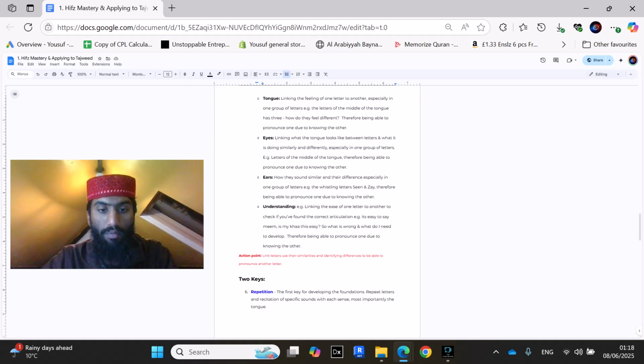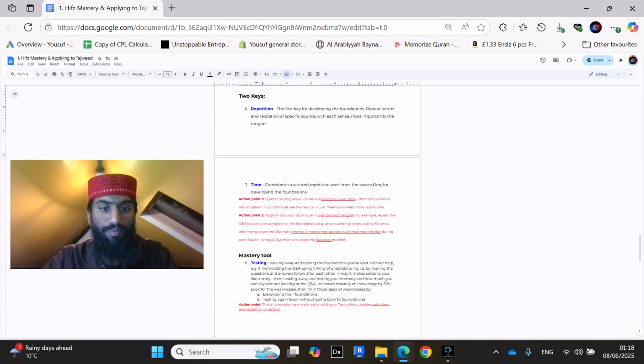Okay? Now, the two keys. Repetition: the first key for developing foundations. Repeat letters and recitation of specific sounds with each sense, and most importantly, the tongue. So I focus on each sense when you're repeating. I focus on the sound when you're doing repetitions. What does it sound like? Is it sounding correct? Is it sounding wrong? Focus on how it feels with the tongue. Is it feeling correct? Is it feeling wrong?